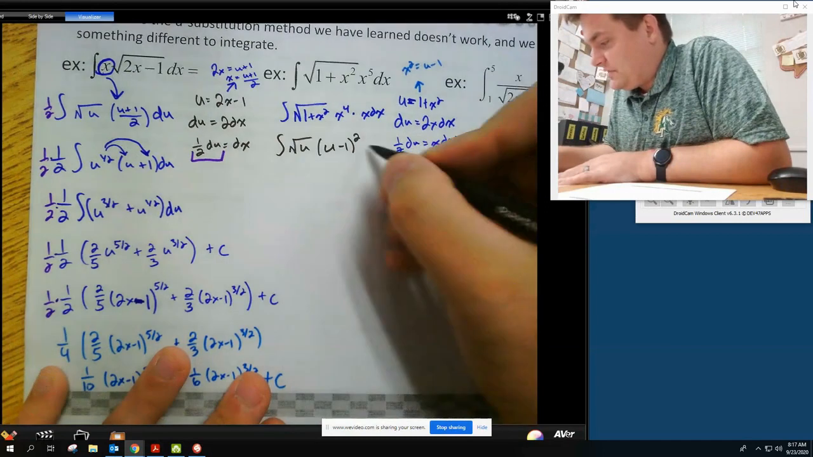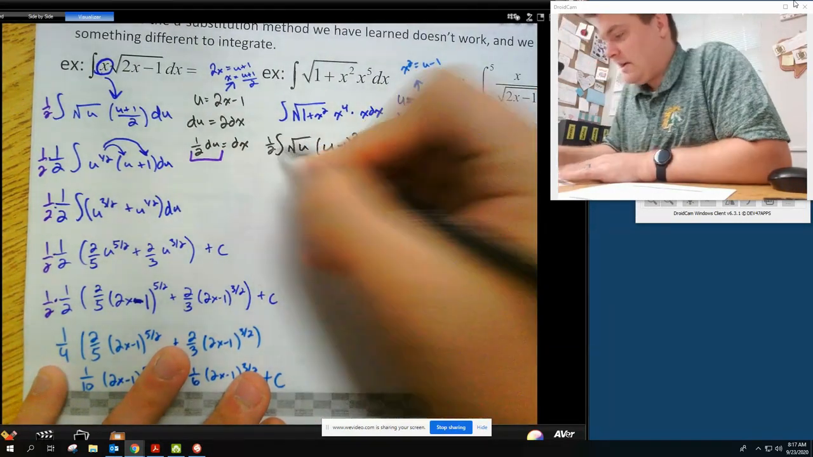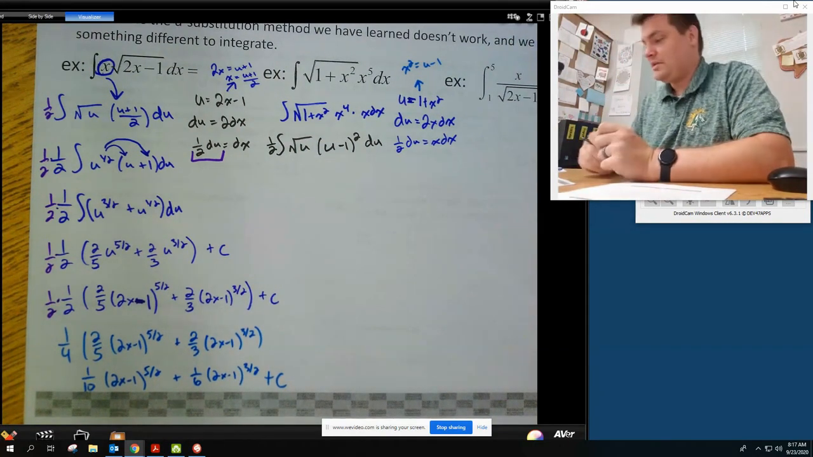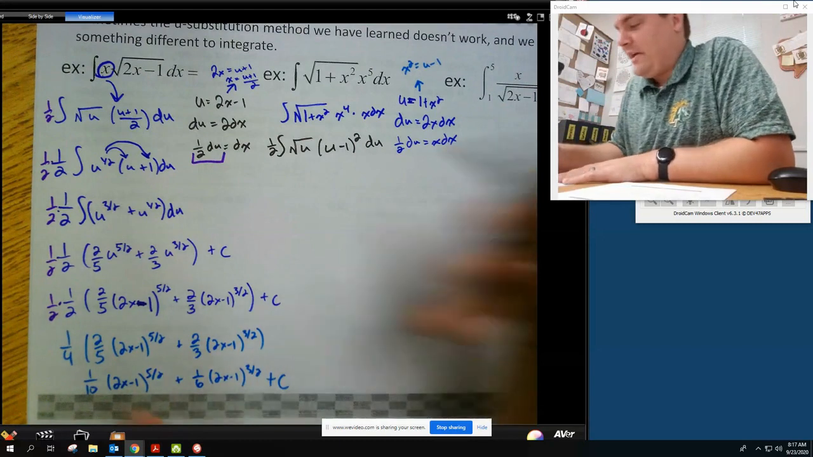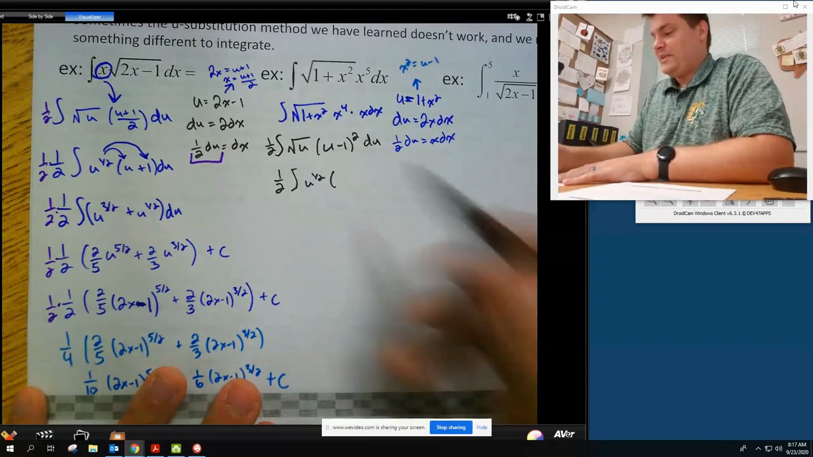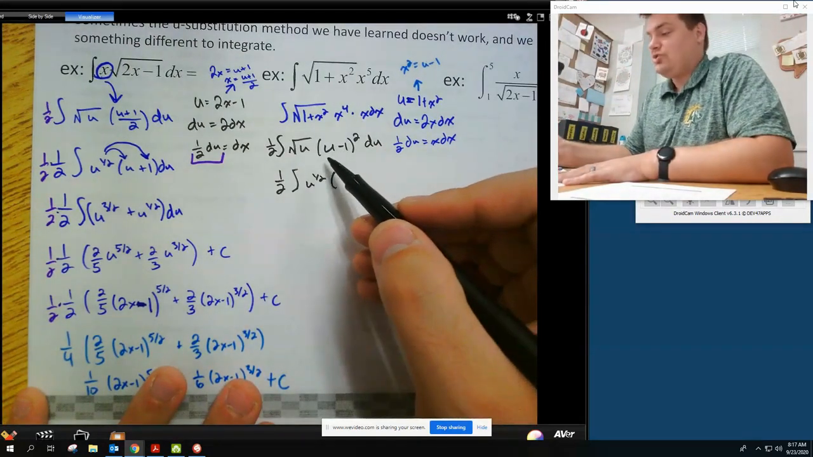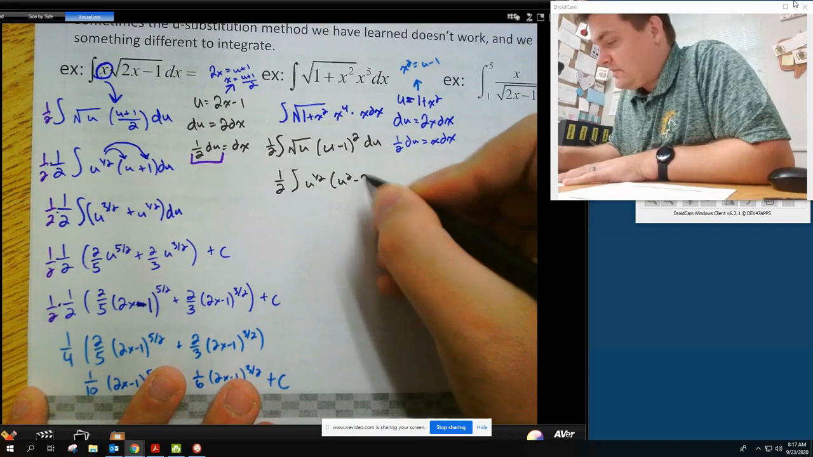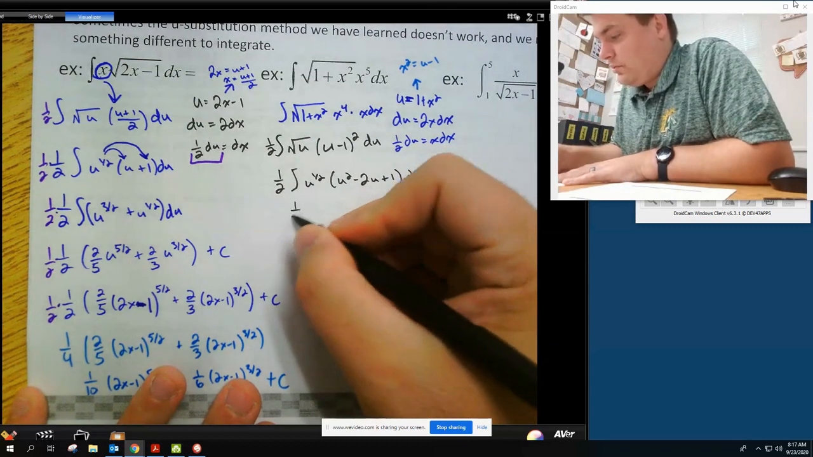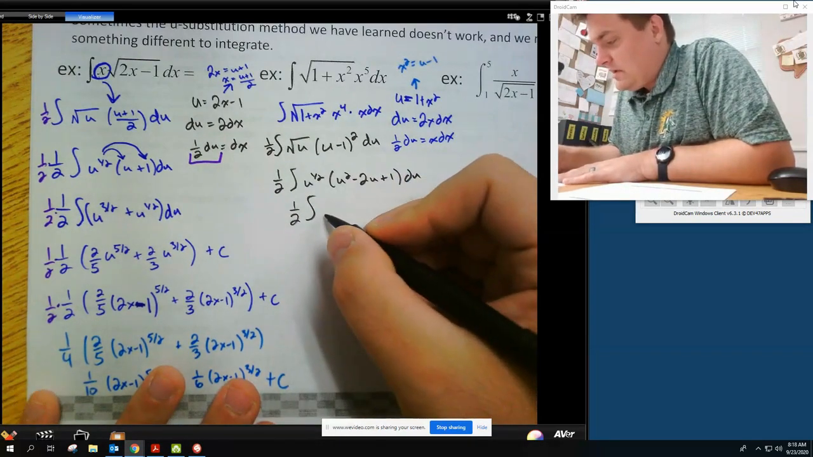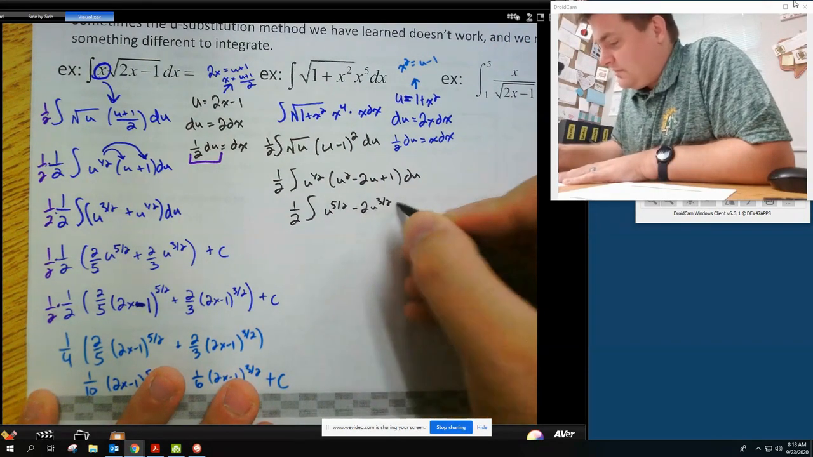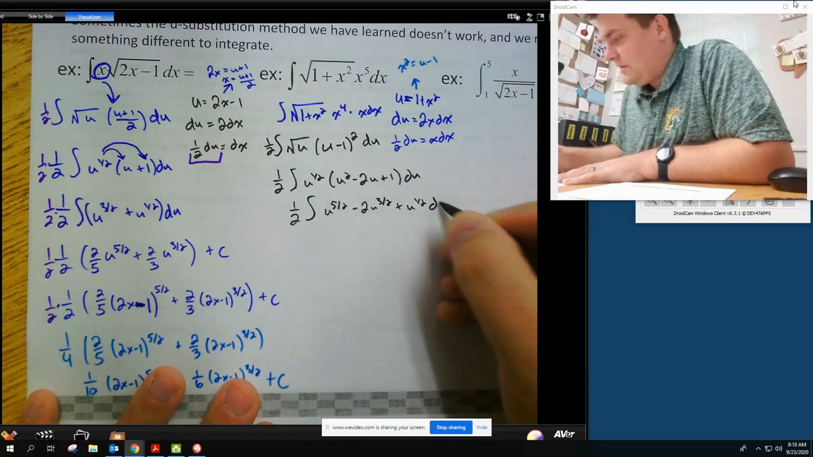x dx turns into 1/2 du. Put the 1/2 out in front like that. And I'm just going to double check my work just in case I forgot something. Nope, we are good to go. So now I just need to do a little bit of algebra here. Before I integrate 1/2 u to the 1/2, if I expand u minus 1 squared and distribute all the way through, I'm going to get u squared minus 2u plus 1. And then now I'm going to distribute that u to the 1/2 all the way through. So I'm going to get u to the 5/2 minus 2u to the 3/2 plus u to the 1/2 du.